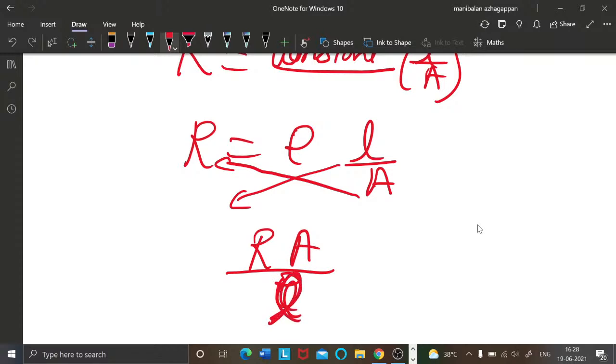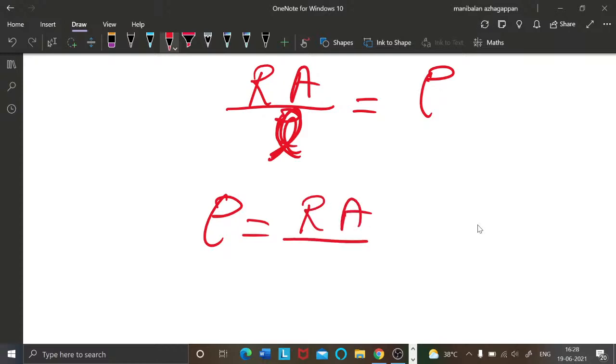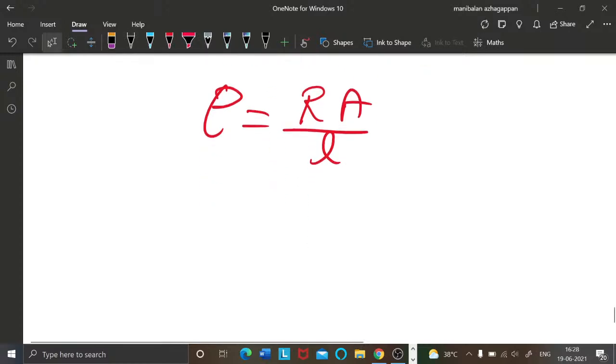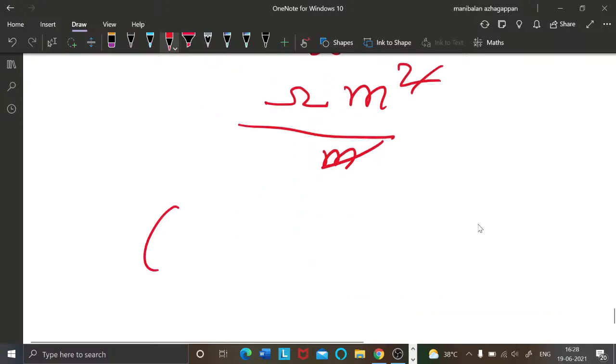Taking length as the denominator and area as the numerator gives the resistivity. So resistivity is equal to resistance times area by length. What is the resistance unit? The SI unit of resistance is ohm. The area unit is length into breadth, meter square. The length unit is meter. Meter square gets cancelled, so the resistivity unit is ohm meter.